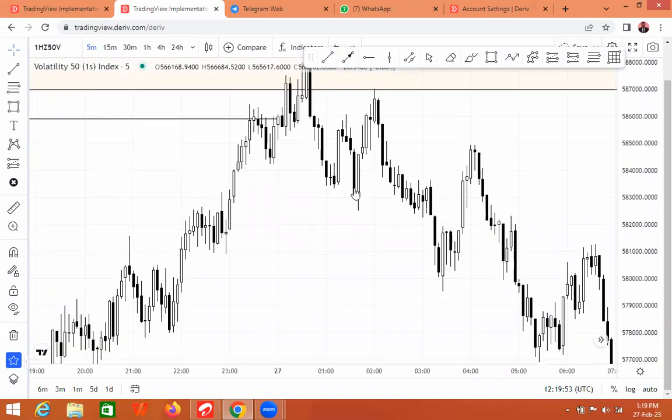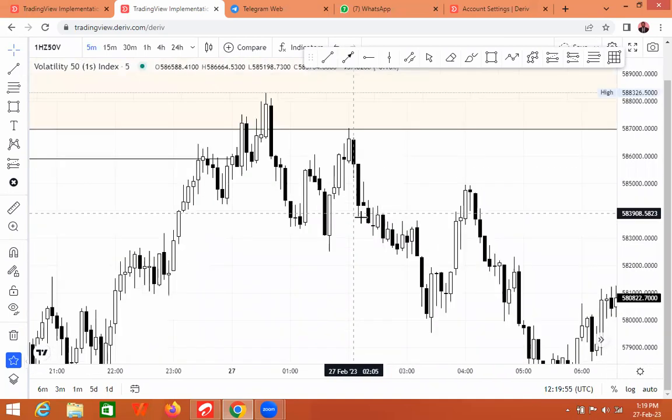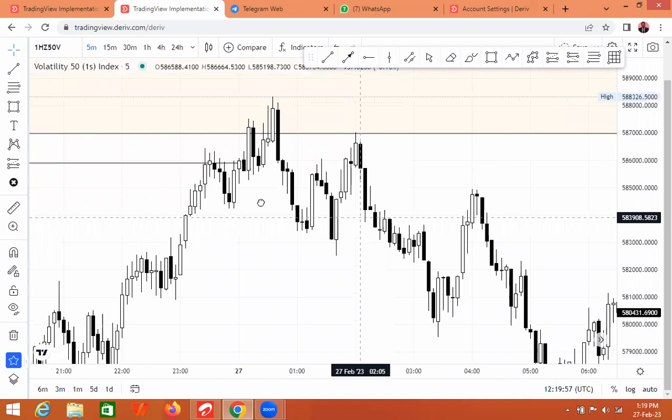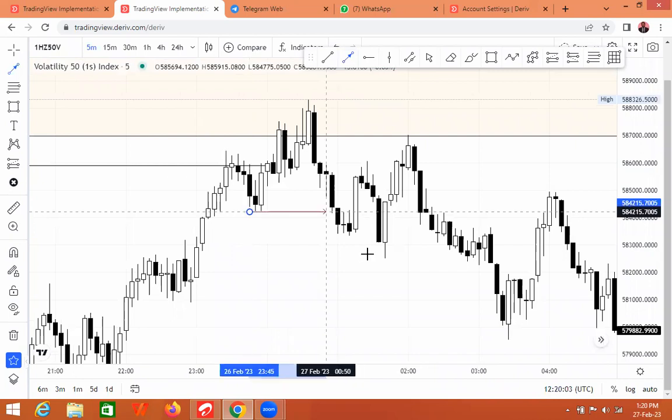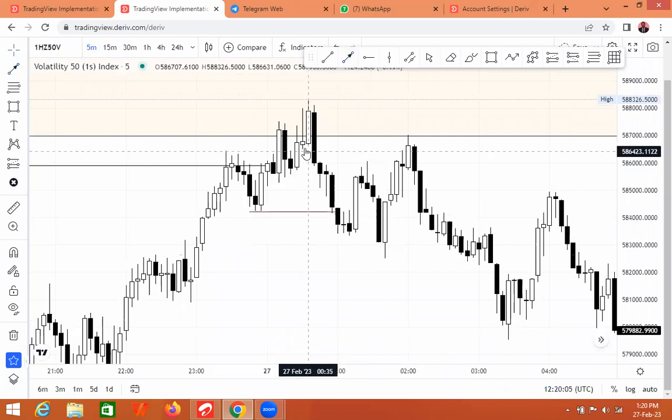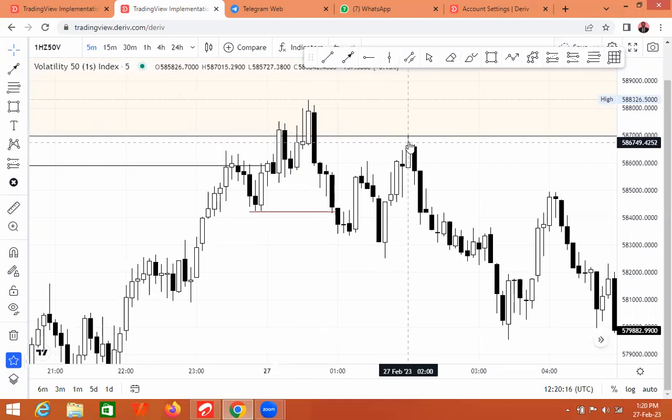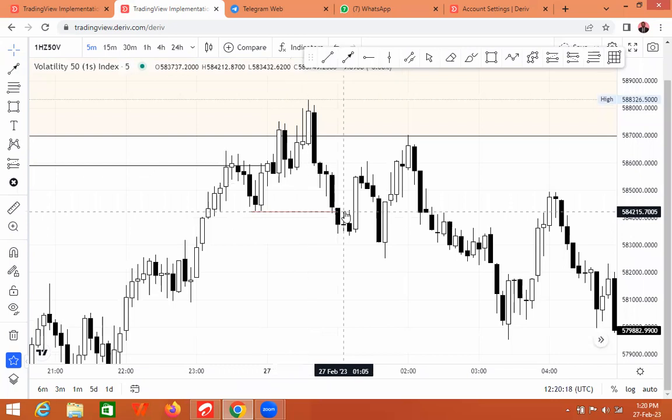I missed this. It touched me. I waited for it for days. You see that beautiful redistribution? Price gave that beautiful redistribution. This was between 12:30 and 1:30. Price came back to retest around 2 a.m. Price broke. This was the break of structure on the 5 minutes.